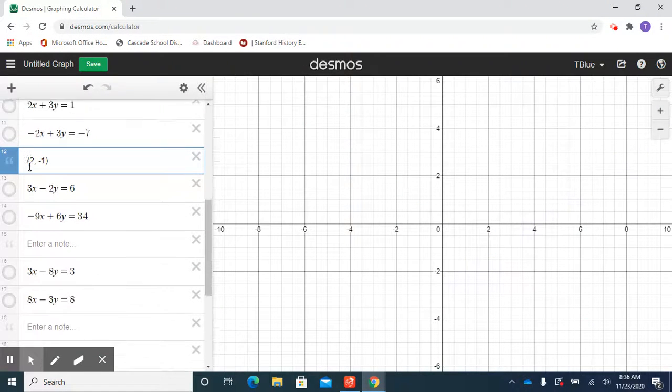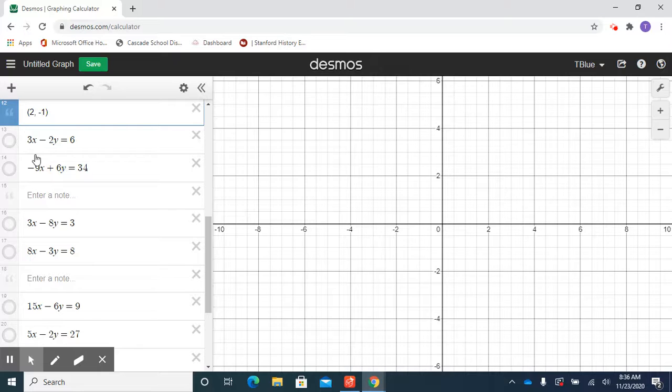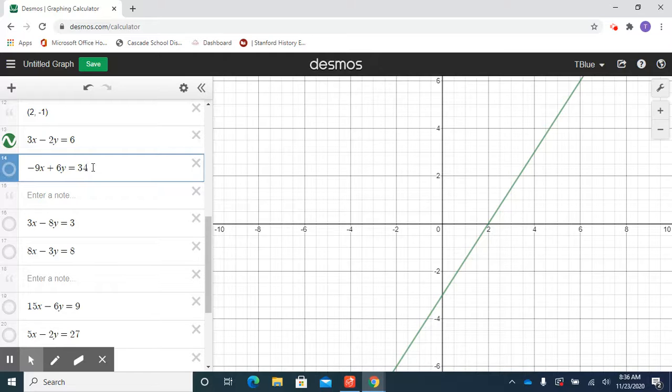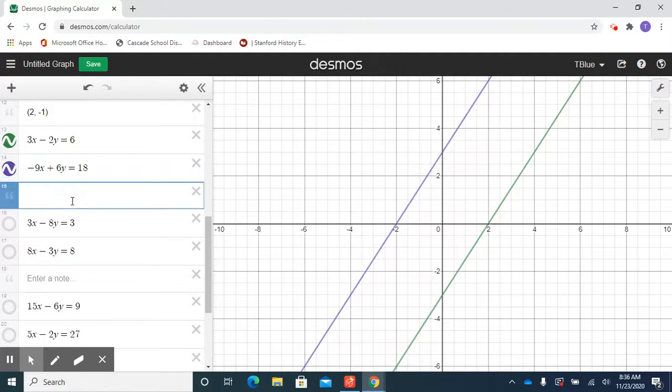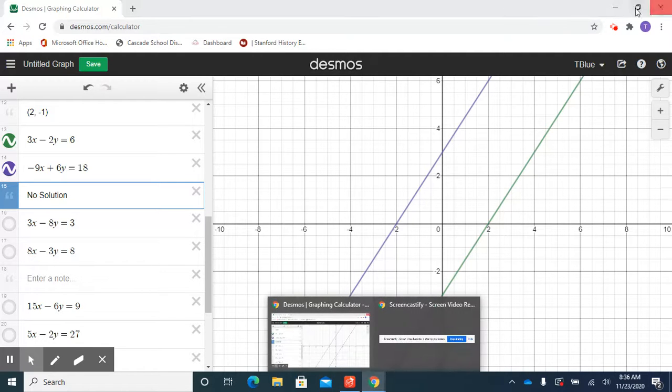Take those out, and we'll go down to our new one. 3x minus 2y equals 6. And then we have negative 9x plus 6y equals negative 8. Negative 9x plus 6y equals negative 18. I wonder where I got that 34 from. Oh, great. So, they're just parallel lines. What does that mean? Parallel lines, what does it mean? No solution. Boring.